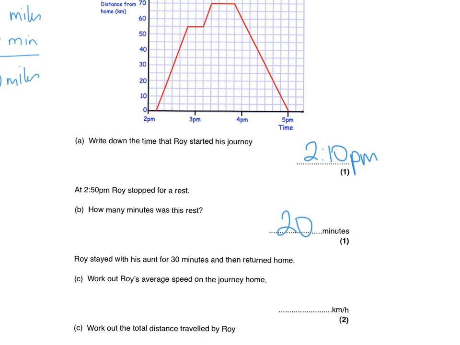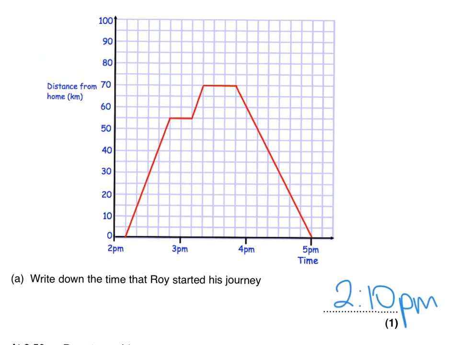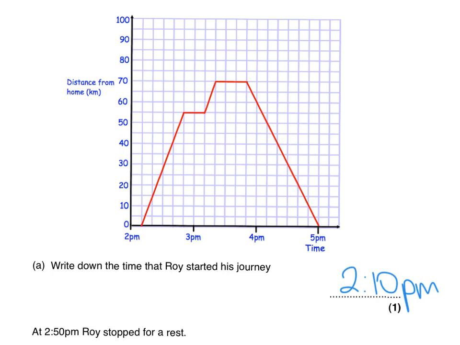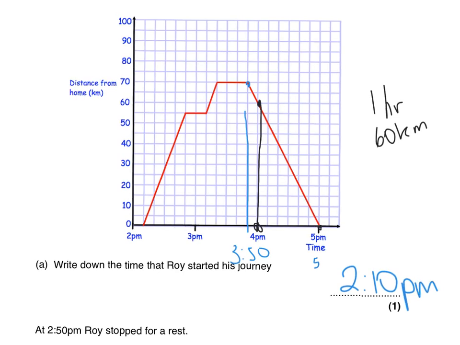Work out Roy's average speed on the journey home. So let's see. So this is whenever he left. He left at 3:50. And then he got home at 5. What I'm actually going to do is I'm going to look at it like this. So if you look at the black pen, at 4 o'clock, he was at 60, and at 5 he was at 0, so in 1 hour he travelled 60 kilometres. So that means he travelled 60 kilometres per hour.